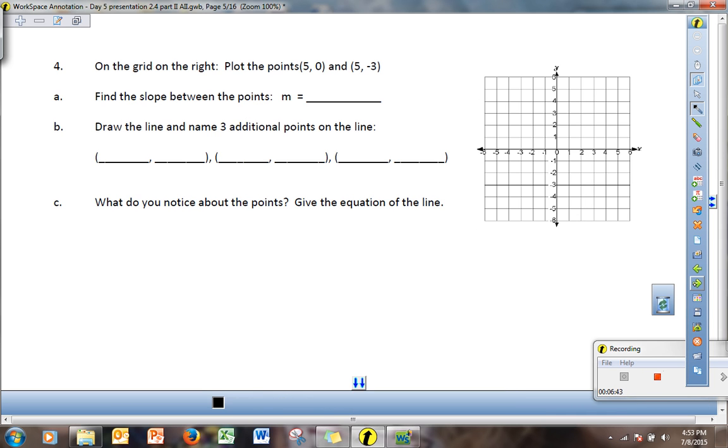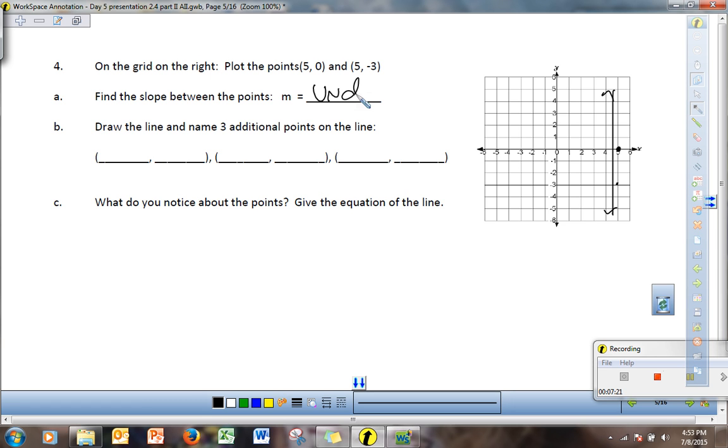And then one more just like this one. It says on the grid at the right, plot the point over 5, up 0. Plot the point 5, negative 3. And then we're just going to play that same game. If I graph it, and you know what? That one I missed enough. I'm going to change it. That's a little better. Okay, so once again, a vertical line. So my slope is undefined.